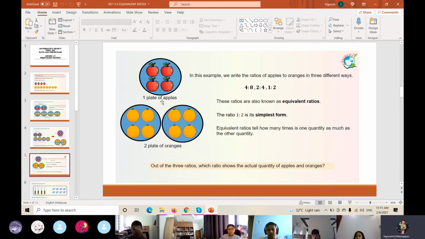Maybe you can count as 4 to 8 because of the total number of apples and oranges we have. Total of 4, total of 8, 4 to 8. There is one way, and then you want to simplify again.